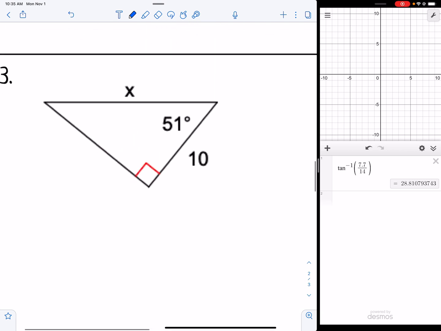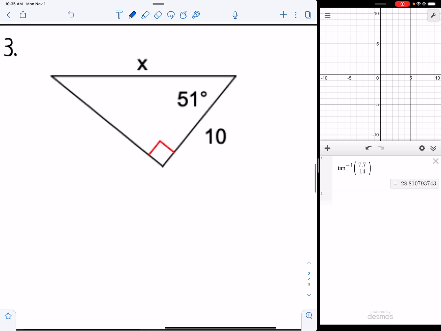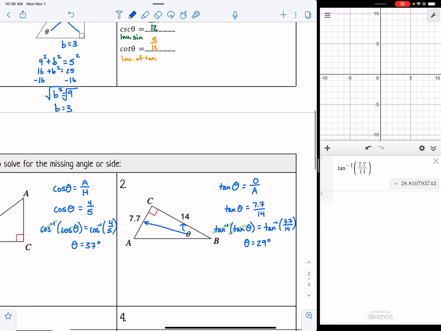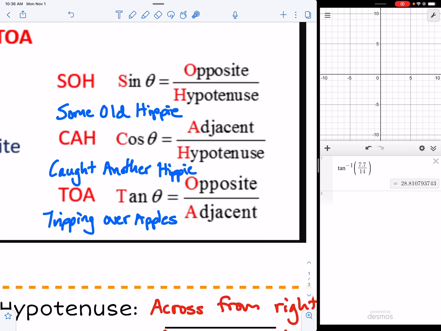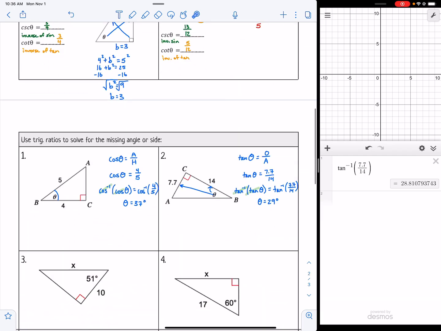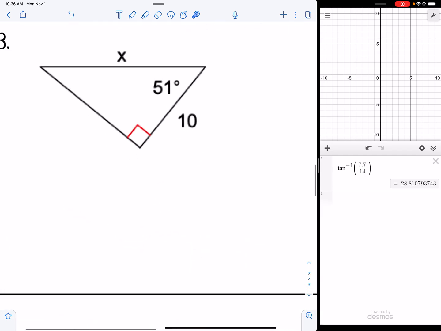All right, let's look at another question. Number 3, we're looking for a missing side of the triangle. So again, you still look at what you're given. I'm given this angle right here is 51 degrees. I have the adjacent side labeled as 10, and I'm looking for the hypotenuse. So think about adjacent and hypotenuse. And you go back to your notes and you see which one would help me. If I know the adjacent and the hypotenuse, then I'm going to need cosine. That's going to help me with this problem.